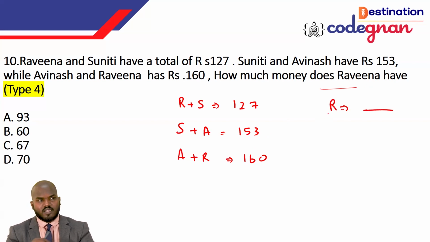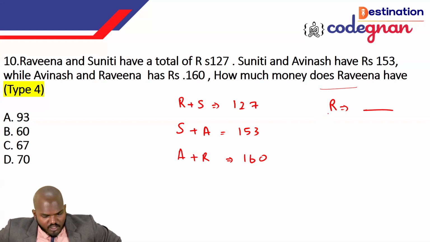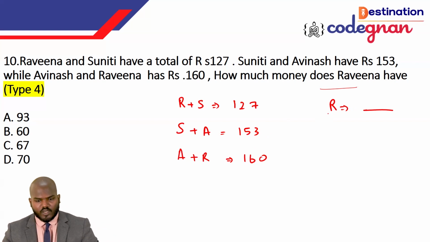You see this one? It is a combined thing they have given. You just want to find out the individual proportion. How can we find out the individual proportion? If you take this one, this is called 1 and this is called 2. If you make a difference between them, Sunithi and Sunithi get cancelled, and you will have the value of Ravina minus Avinash here.